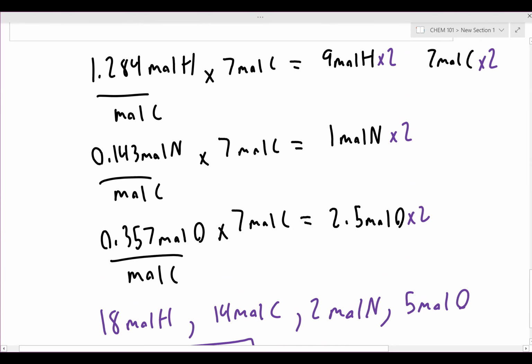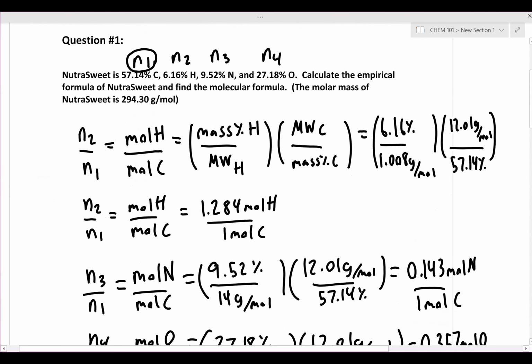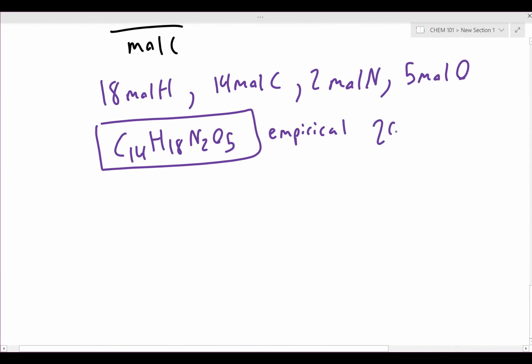So we're now going to look and see what information we have about the molar mass. The molar mass was given as 294.30. So let's go down and figure out. So our molar mass is 294.30. This is our molar mass.